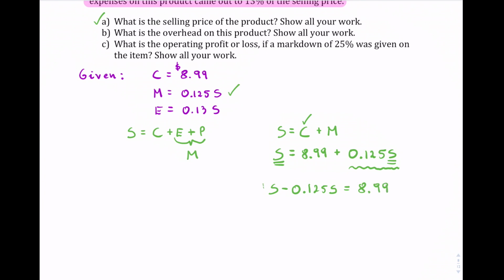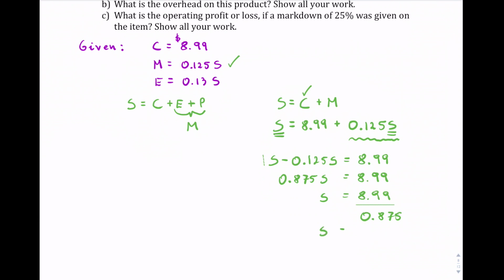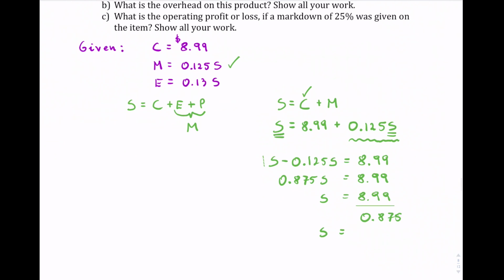Now don't forget that there's always a 1 in front here. So 1 minus 0.125, which is going to be 0.875. And once we have that, now we can divide both sides by 0.875, and now we have our S. Okay, so we can do the division. Our selling price is $10.27. Okay, so that's part A.